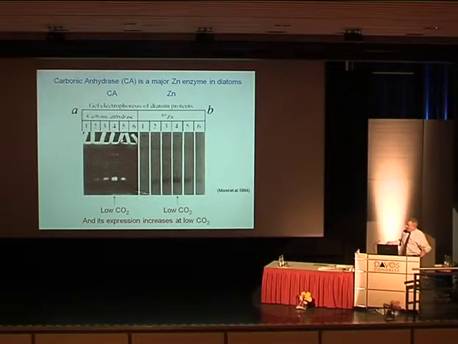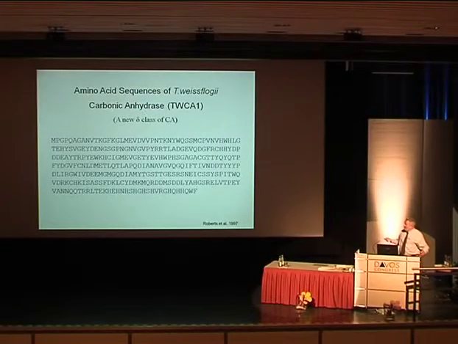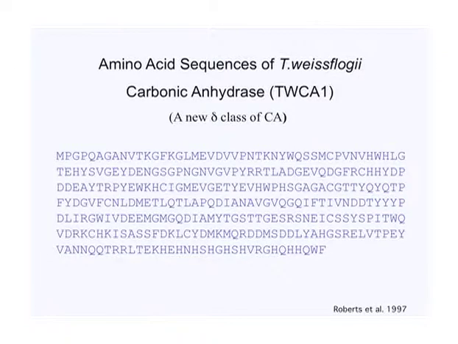And you'll find that the lanes which have a lot of activity and a lot of zinc are those for the organisms grown at low carbon dioxide, which apparently increases the expression of the carbonic anhydrase enzyme. So that's very good. And so we continued that work, and then we ended up finding an enzyme. The sequence of the amino acids is right here, just to remind myself to tell you that we found a new class of carbonic anhydrases. We didn't find that particular kind before.